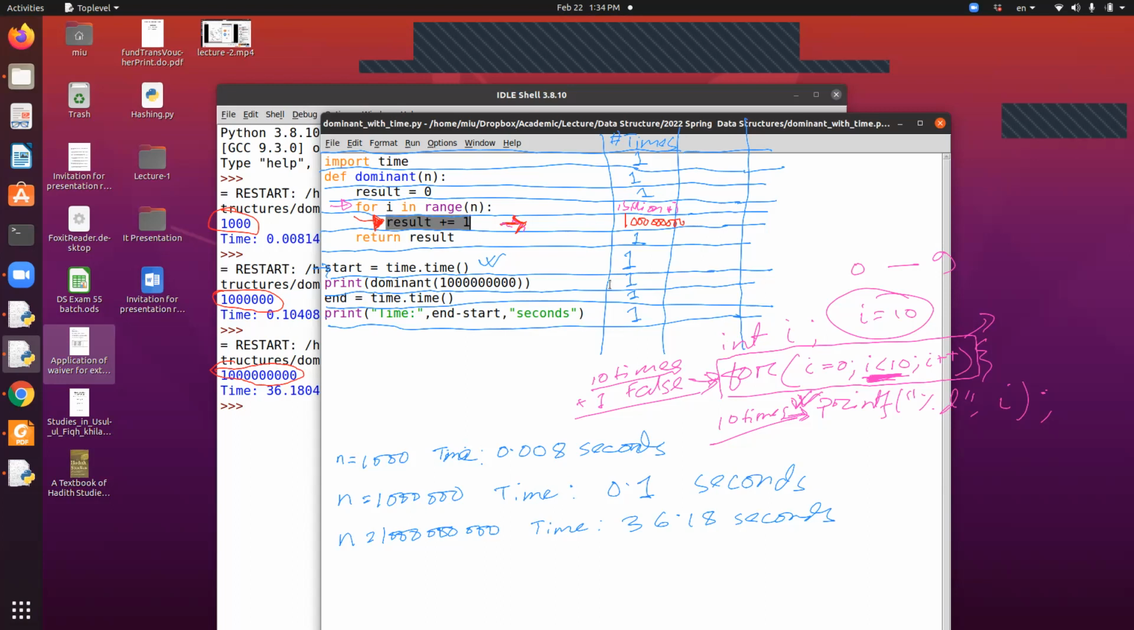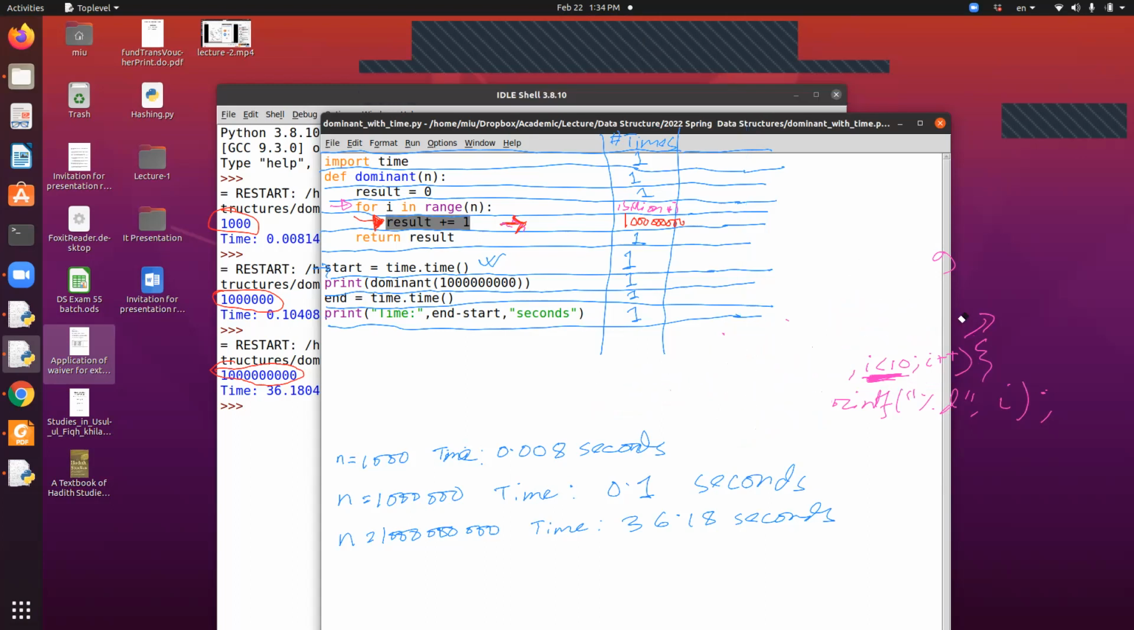So let me put it this way. Say, for example, we can assume that to execute each and every line, if we follow a computation model followed by CLRS, Cormen, Leiserson, Rivest and Stein, which is also known as the Bible for data structures and algorithms, they follow a computation model called Word RAM. RAM here means random access machine.